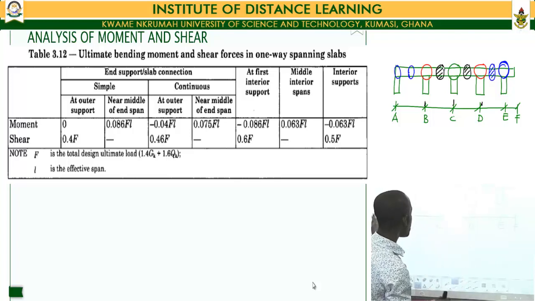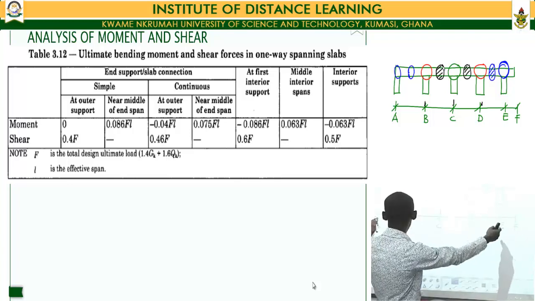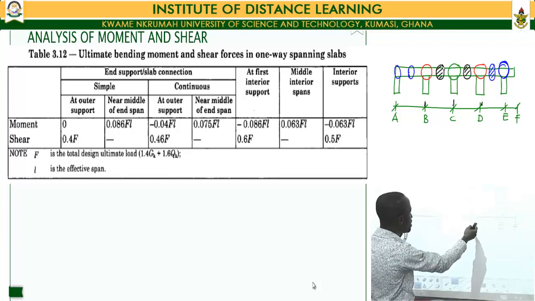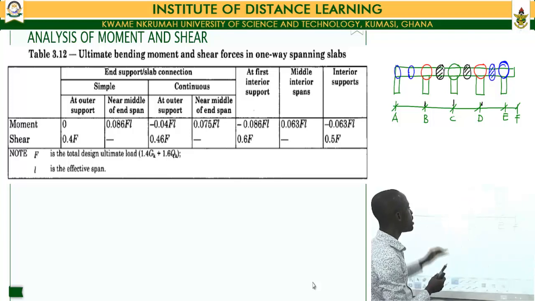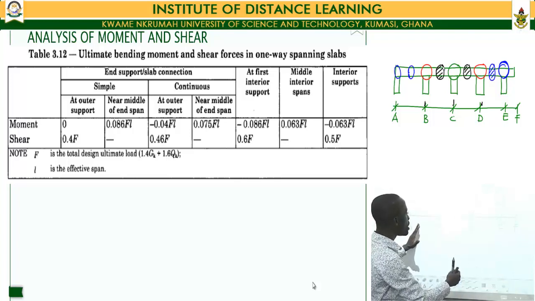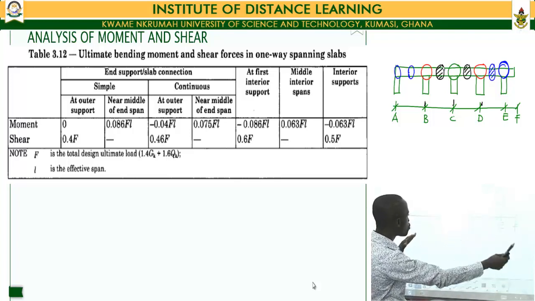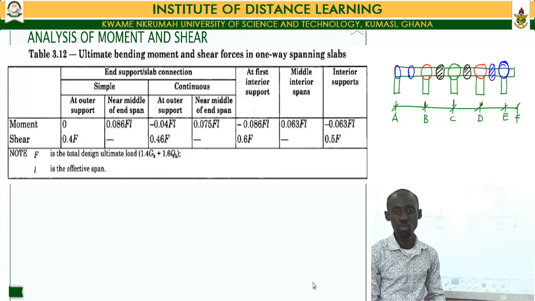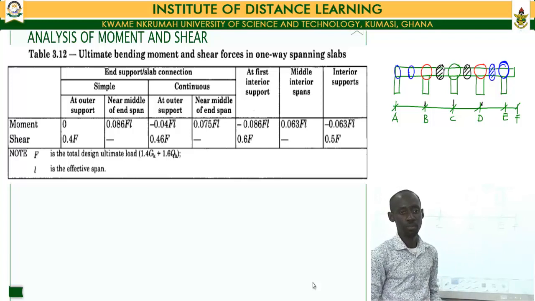Now, for this one, because we have only 5 supports, we have our end supports being A and E, then our first interior being B and D, then our interior support being C. Assuming we had more than 5 supports, then having taken away the first 2 and the last 2, any other support that is found in between them is referred to as an interior support.